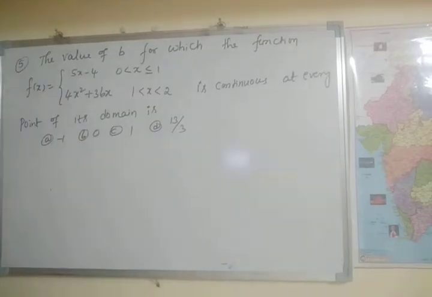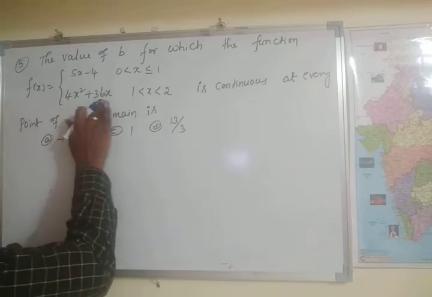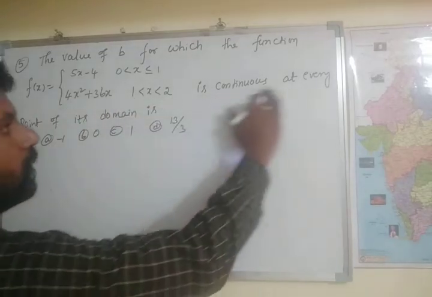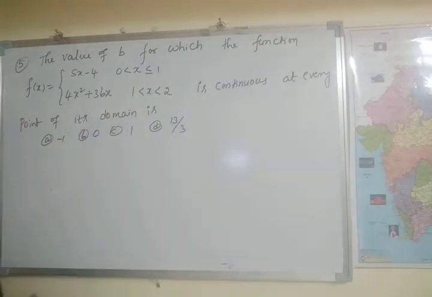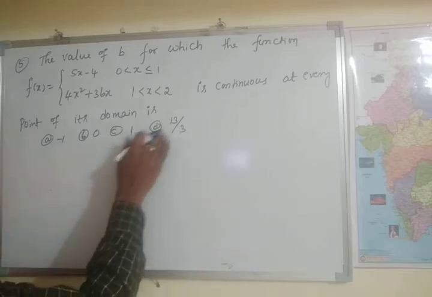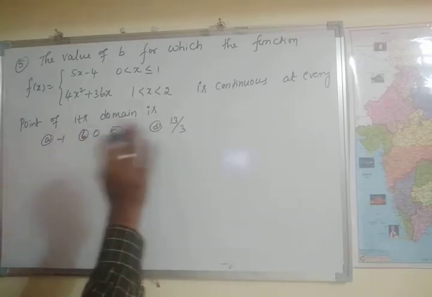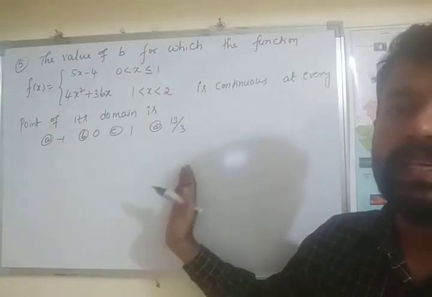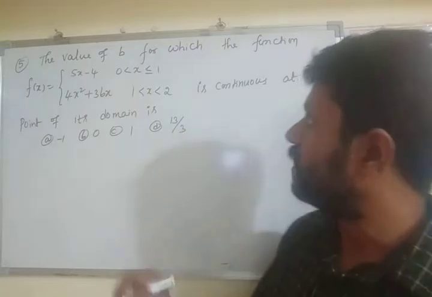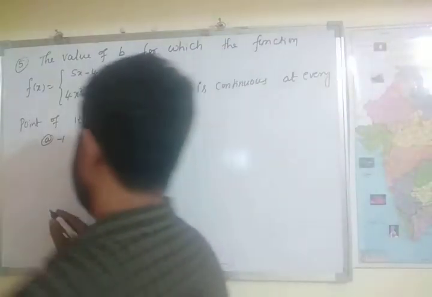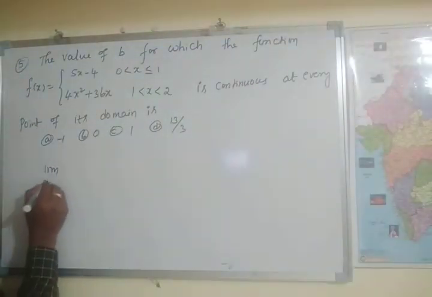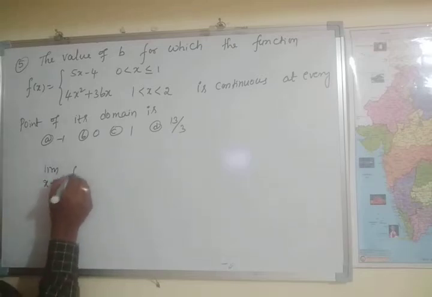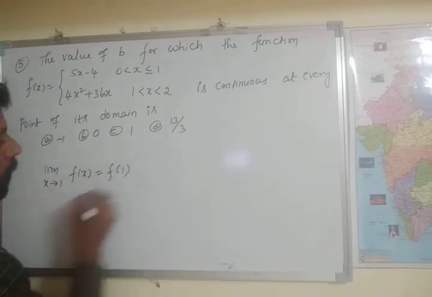So here the value of b, for which the function f(x) equals 5x minus 4, for 0 less than x less than or equal to 1, and 4x² plus 3bx, for 1 less than x less than 2, is continuous at every point of its domain, is: minus 1, 0, 1, and 13 by 3. See, the function is continuous at every point of its domain. So f(x) is also continuous at x equals 1. Therefore, f(x) is continuous at x equals 1 means limit x tends to 1 of f(x) is equal to f(1).